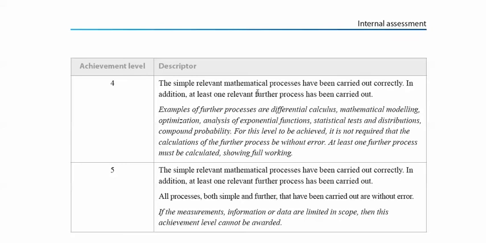Criteria 4 is where we look at the further processes. Okay, so you've got things like differential calculus, modeling, optimization, exponential functions, stats tests, distributions, compound probability, a whole load of things. But again, the criteria 4 is that you carry out at least 1 further process. And it says for this level to be achieved, it's not required that the calculation of the further process be without error. So you can make a simple mistake somewhere.